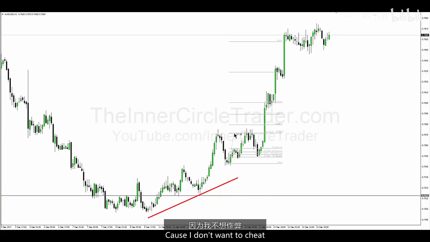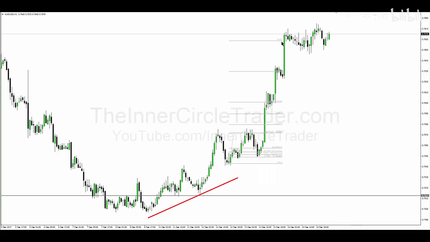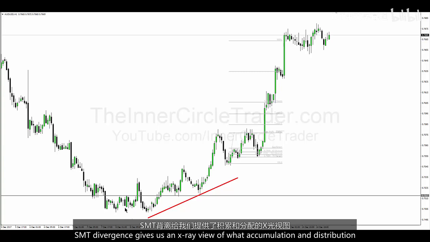Make sure I got it right on here because I don't want to cheat. Right there. Right on top of this body. Delivery of 79% on the fib. 300 extension, nails it beautifully.